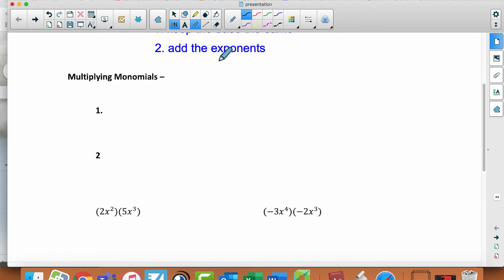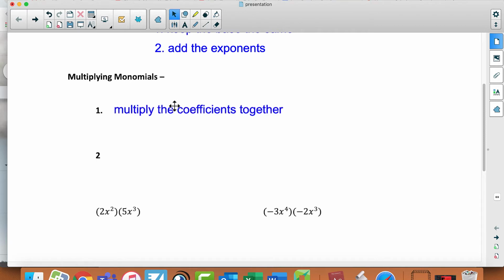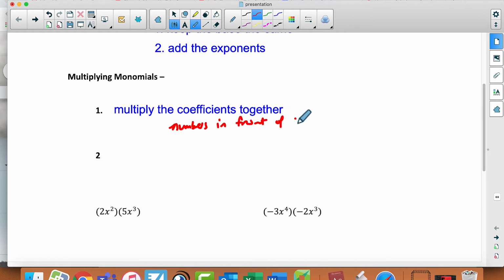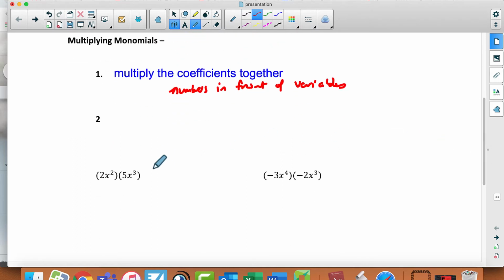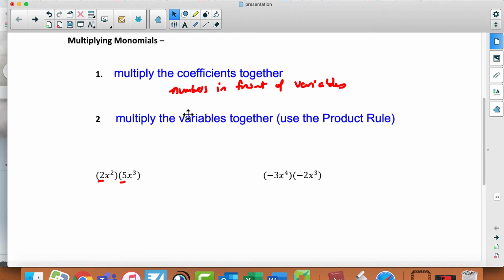So first thing we're going to do is learn how to multiply monomials together. And here's how you do it. You're going to multiply the coefficients together. Remember, coefficients are the numbers out front. These are numbers in front of variables, basically. So for example, up here, we have no coefficients. Down here we have a coefficient of 2 and a coefficient of 5, a coefficient of -3 and a coefficient of -2. Okay, so you're going to multiply those together first, and then you're going to multiply the variables together.